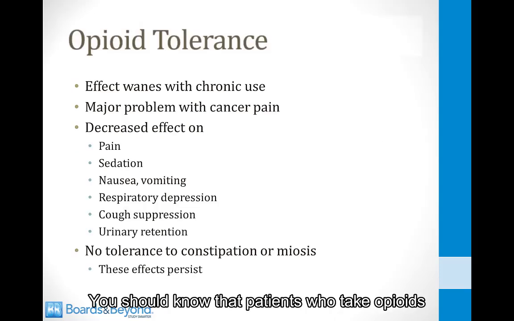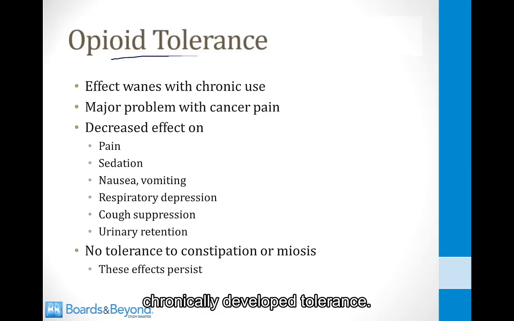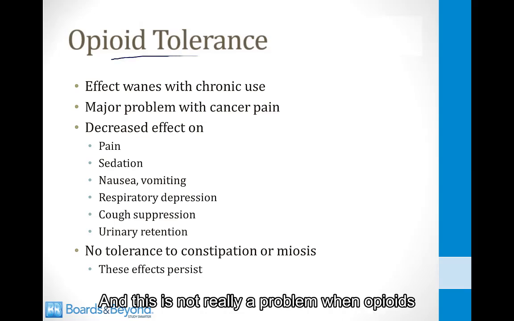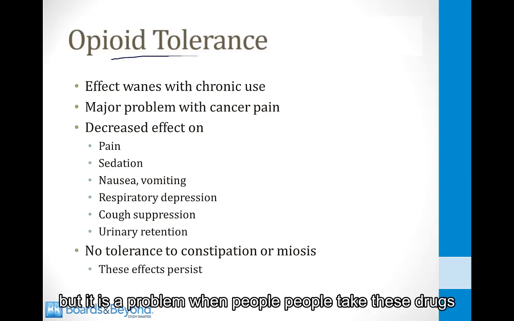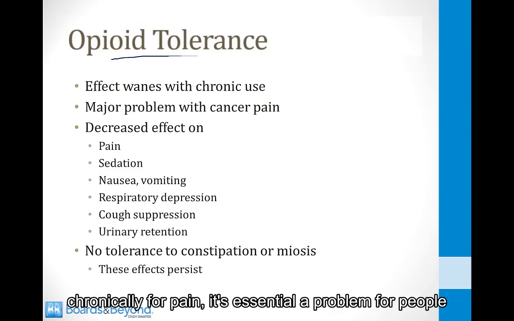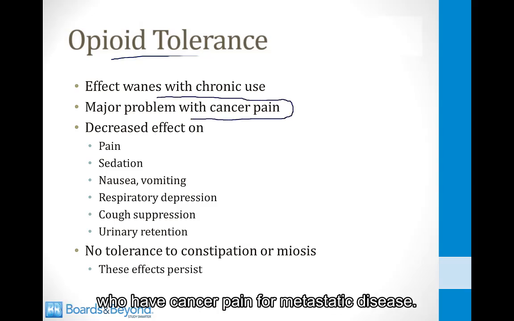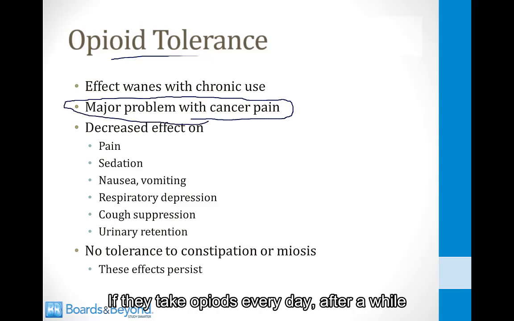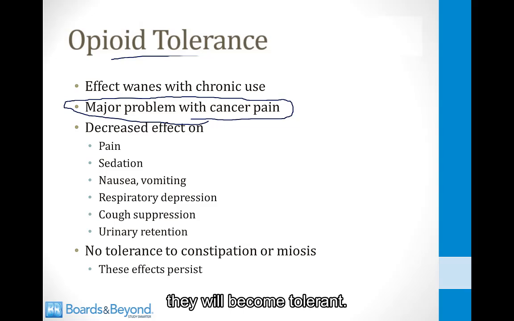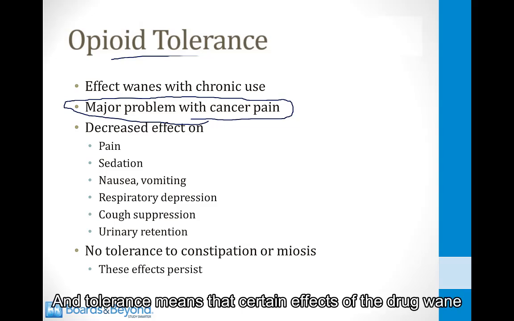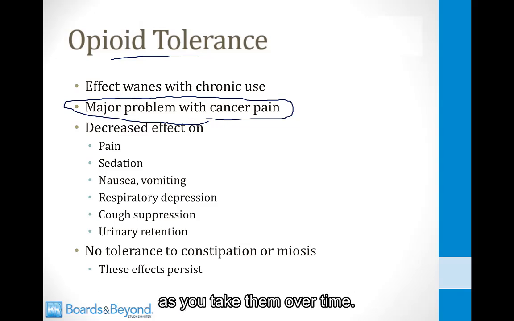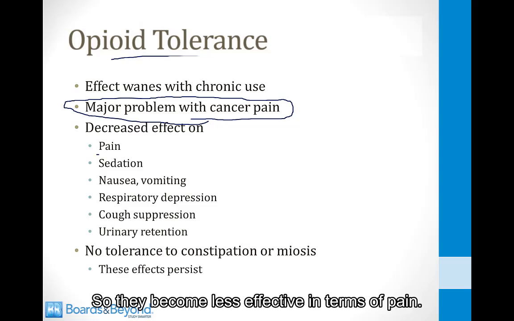You should know that patients who take opioids chronically develop tolerance, and this is not really a problem when opioids are used short-term for anesthesia, but it is a problem when people take these drugs chronically for pain. It's especially a problem for people who have cancer pain from metastatic disease. If they take opiates every day, after a while they will become tolerant. And tolerance means that certain effects of the drug wane as you take them over time, so they become less effective in terms of pain.